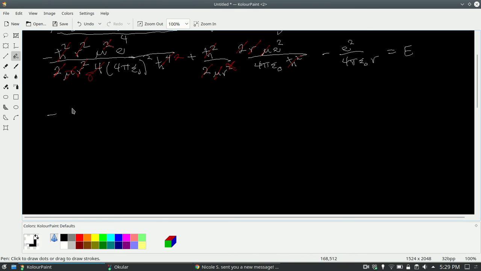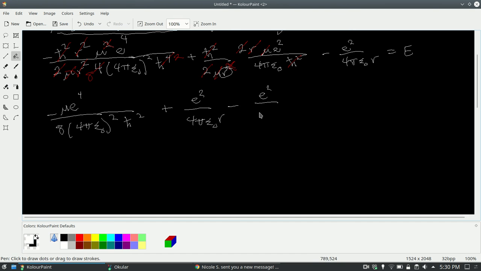So the negative stays, right? But this is going to be mu. There's the mu, and e to the 4th over the 8 in red, and then the 4 pi epsilon naught squared, right? There's h bar, but it's not to the 4th anymore. Now it's squared. Plus, now what I've got here is an e squared over 4 pi epsilon naught, right? Minus, wait. There's an r right there. It's not squared anymore, but there's still an r, right? Minus e squared over 4 pi epsilon naught r equals e.